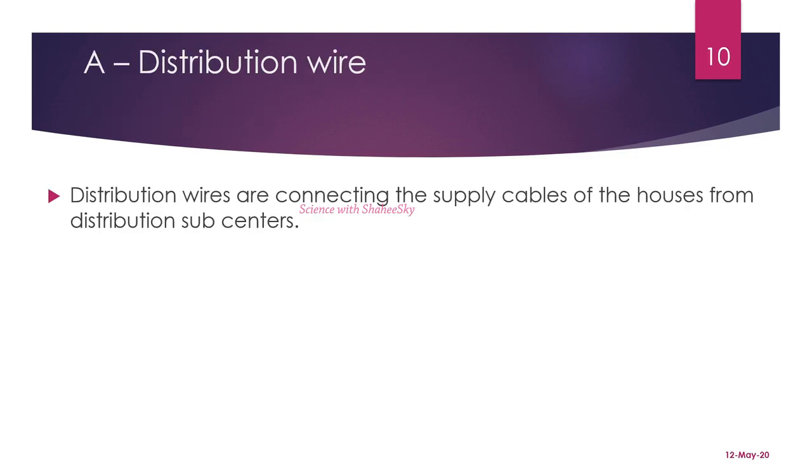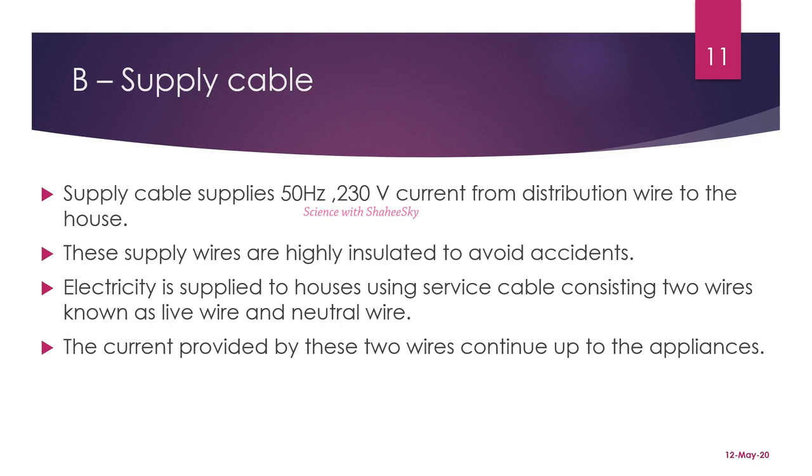Distribution wires. Distribution wires connect the supply cables of the houses from the distribution subcenters. Supply cables. The supply cable supplies 50 Hz, 230 volt current from the distribution wire to the houses. These supply wires are highly insulated to avoid accidents. Supply wires are most probably covered by plastic or rubber insulating materials.